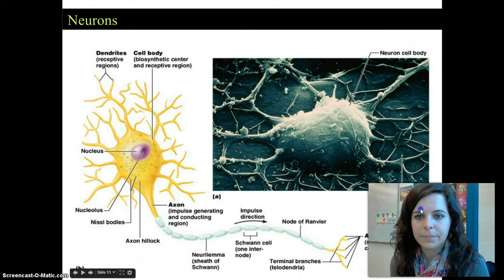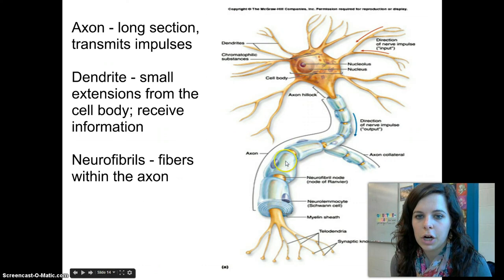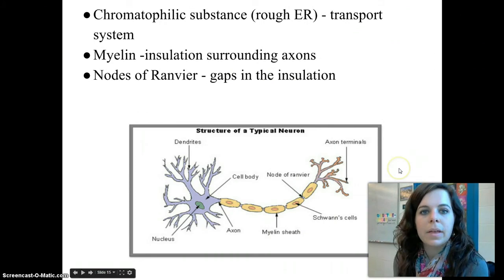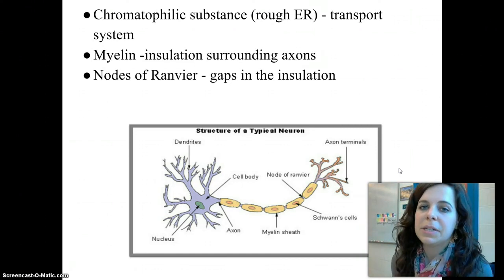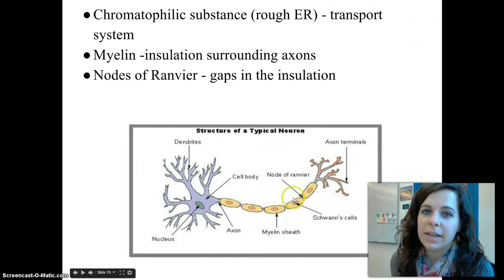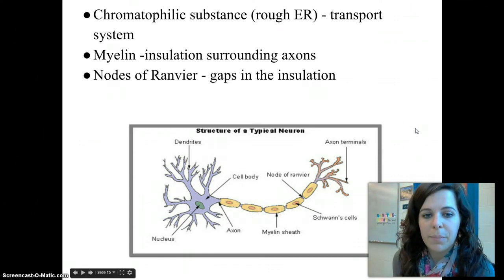Here's a picture of a neuron, and it has different sections. We talked about axon and dendrites already. Then you also have neurofibrils, which are fibers found within the axon. You also have your rough ER, or your chromatophilic substance, which helps to transport materials within the nerve. You have your myelin, which is a type of insulation. It helps to speed up signals through the axon. And then you have nodes of Ranvier, which are between the myelin sheaths. So you can label your neuron on your paper.